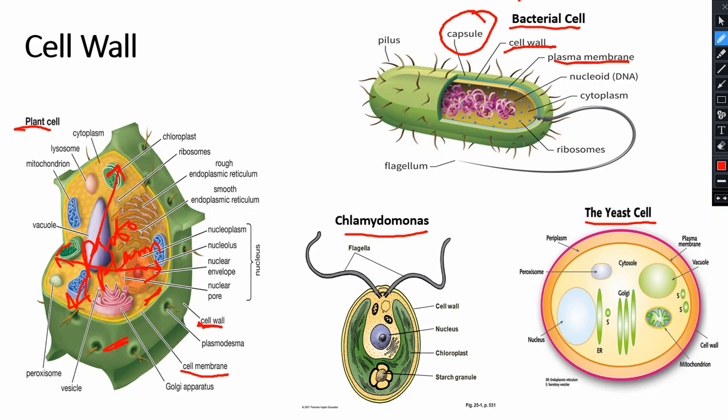Now look at the example of Chlamydomonas, which is from the protists. This is their cell wall, and inside the cell wall there are the organelles. Now look at the fungus cell. This is the fungus cell, and here is the cell wall in purple color, and here is the plasma membrane or cell membrane which is inside. So the cell wall is always outside of the plasma membrane. It is located outside of the plasma membrane in all the cases that you are seeing now.